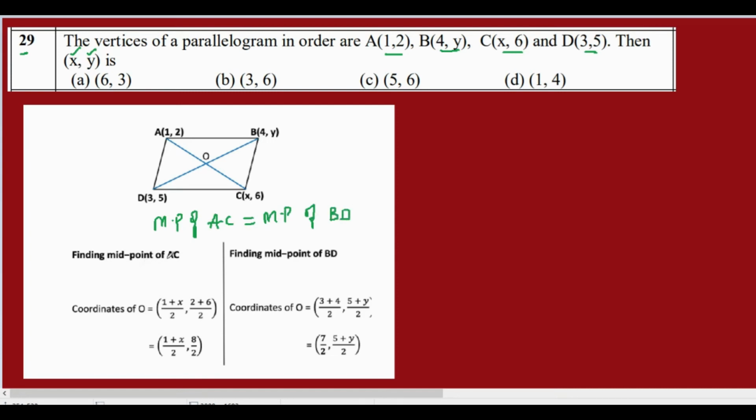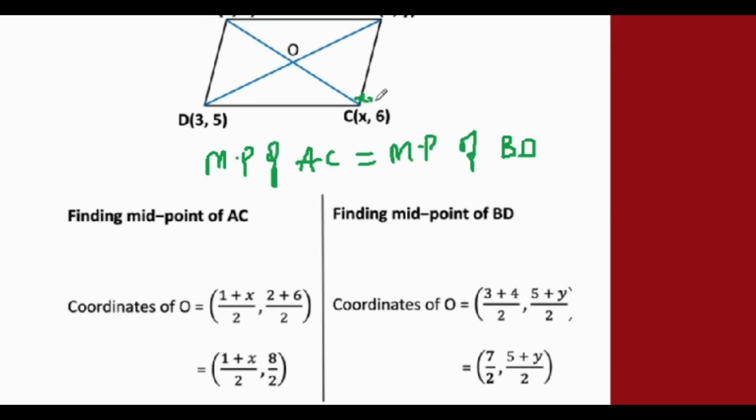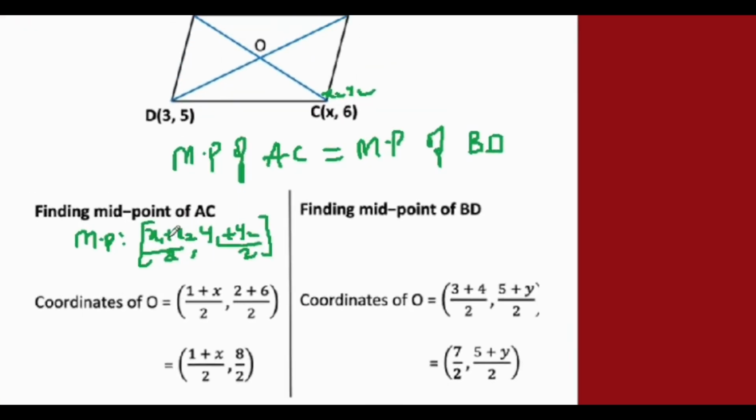So we will find the midpoint of AC now. A point is (1, 2) and C is (x, y). We'll take A as (x1, y1) and C as (x2, y2). You know the midpoint formula: the midpoint of AC, or of any 2 points, is given as ((x1 plus x2) by 2, (y1 plus y2) by 2). And we are going to replace A, C points in this formula. Now the coordinates of O become (1 plus x) by 2 and (2 plus 6) by 2.